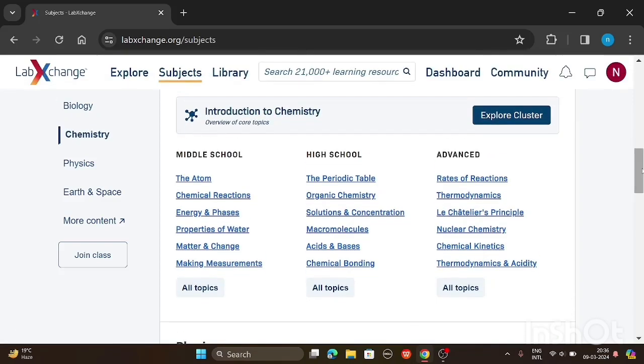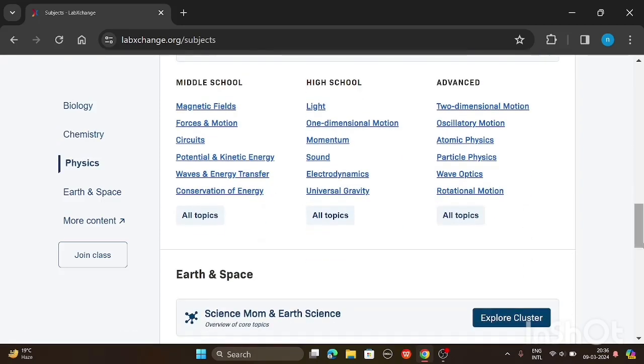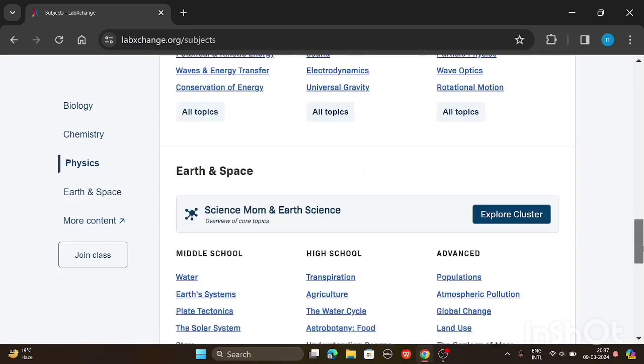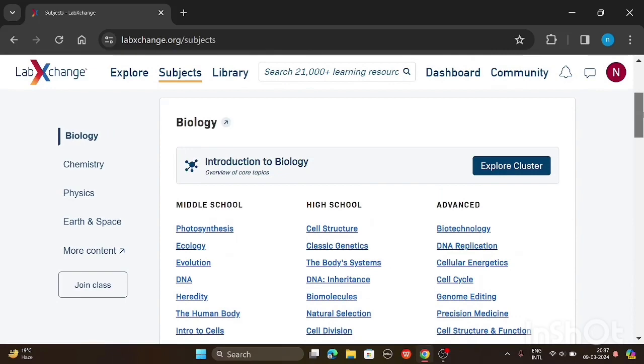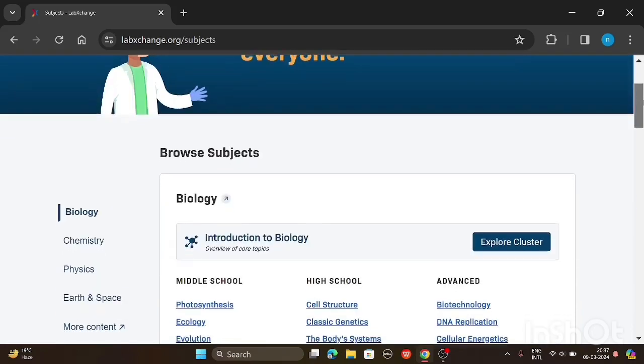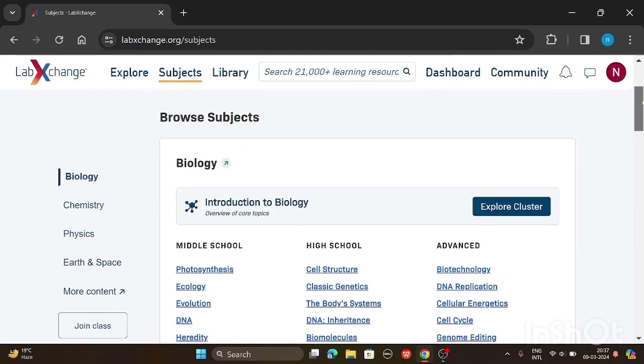It is the same for chemistry: the atom, properties of water, matter and change. And here you will study Le Chatelier's principle, rates of reaction, chemical kinetics, nuclear chemistry. And for physics also, middle school, then high school, then advanced, and earth and space. So here you can see that there are four subjects, but these are not the only subjects. There is more content on this.